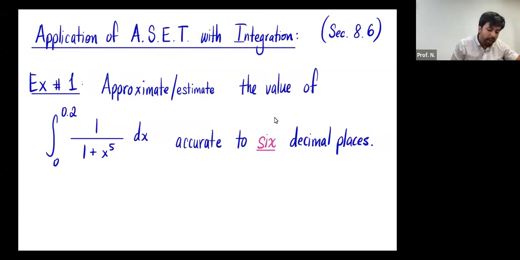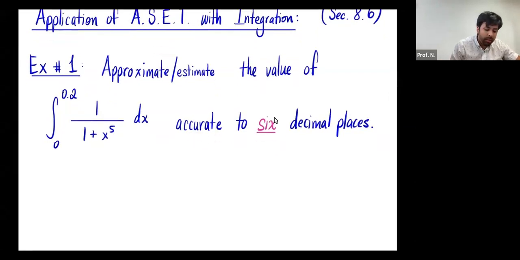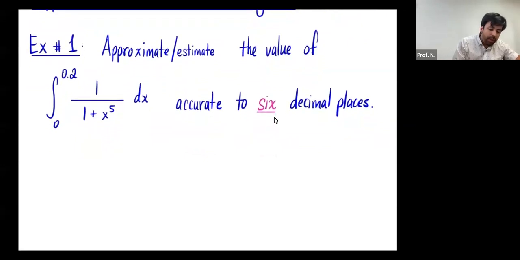Whenever we have a task where we have to approximate or estimate a specific integral, accurate to 6 decimal places, what we do is we first look at the function, or the integrand, that we have. Let's call that f of x. So f of x is equal to 1 over 1 plus x to the 5th power. Now what we're going to try to do is to find the power series representation of this function.